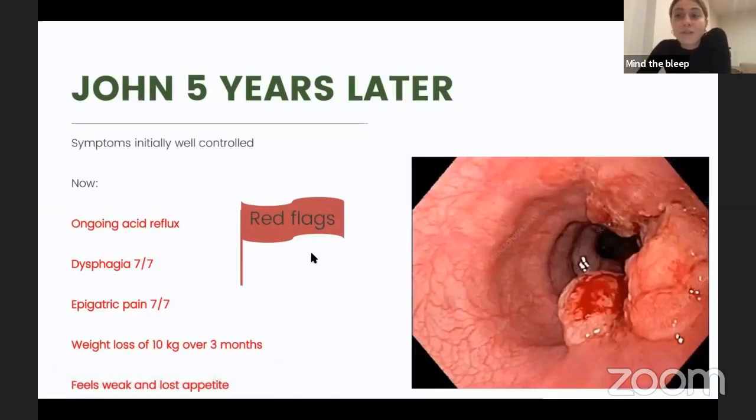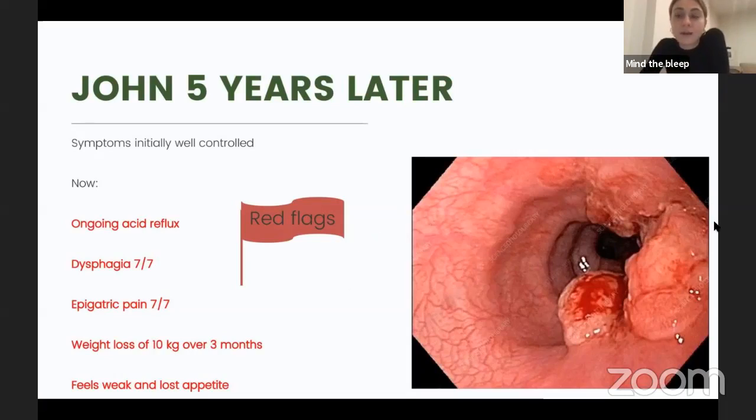All right. So we have given all this advice to John, and he was on high-dose proton pump inhibitors, and we have followed him up with routine endoscopic surveillance, and his symptoms were initially well controlled. However, 5 years later, he now presents to you again. He does have ongoing acid reflux. He's developed this new difficulty in swallowing for the last 7 days. He complains of epigastric pain, and on further questioning, he tells you he's lost about 10 kilograms over the last 3 months. And in general, he feels weak and has lost his appetite.